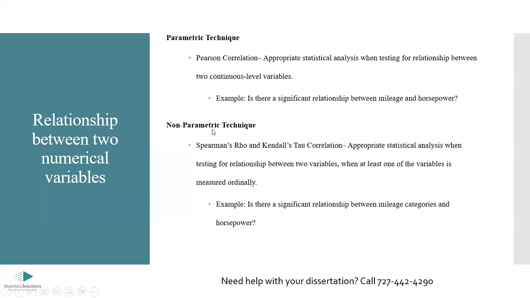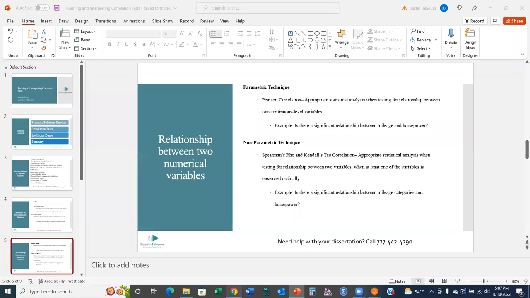The non-parametric alternative to these are Spearman and Kendall's tau correlations. So these are used when, for one thing, if normality is not supported on a Pearson correlation, then you can revert to a Spearman or Kendall's tau. These are used when you're looking at the association between two numeric variables. However, one of these variables is measured ordinally. So if we had mileage categories instead of specific mileage, I can illustrate this now.